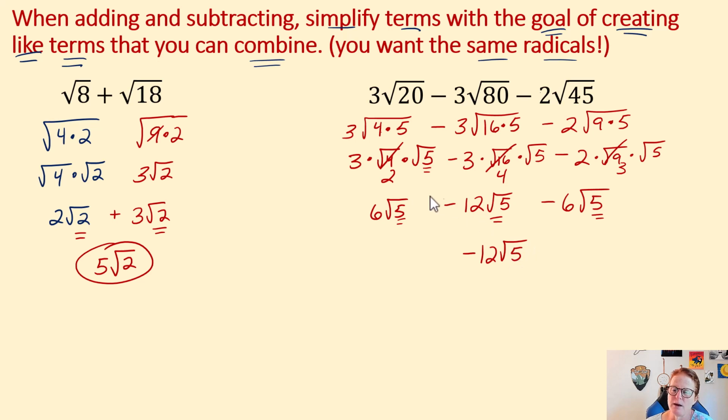Some of you may have also seen, well, I have the 6 square root of 5 and a negative 6 square root of 5. You may have seen this and realized these cross out, just leaving me with negative 12 square root of 5.